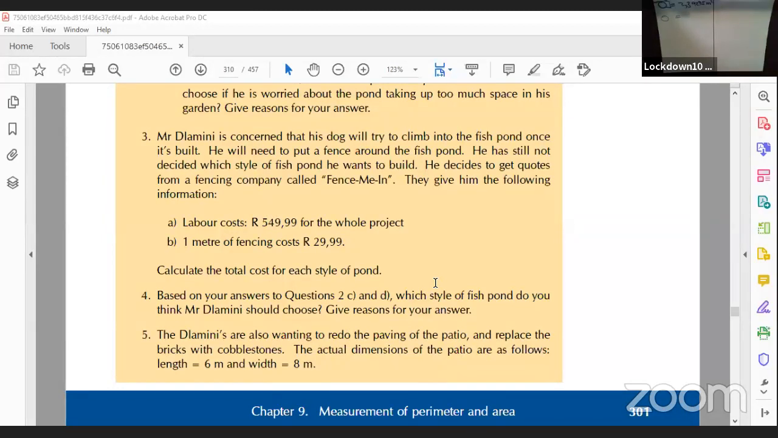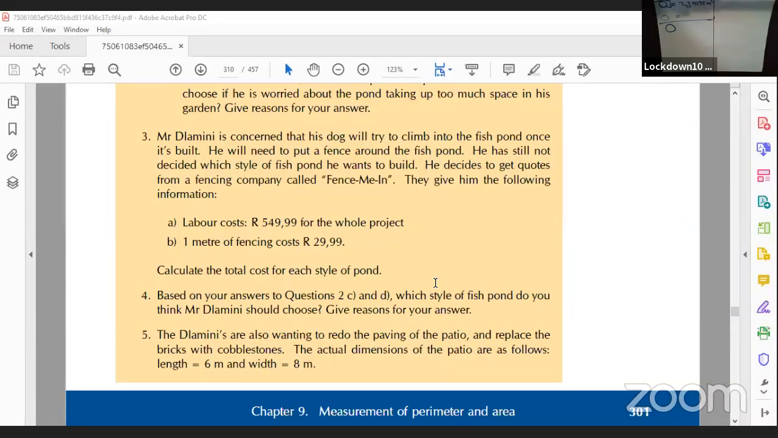Okay, question part A, the quotation. Labor cost 549.99 rand for the whole project. Okay, B, 1 meter of fencing costs 29.99 rand. Okay, calculate the cost for each style of pond. Okay, you want us to start with which one? Okay, let's start with the circular one.